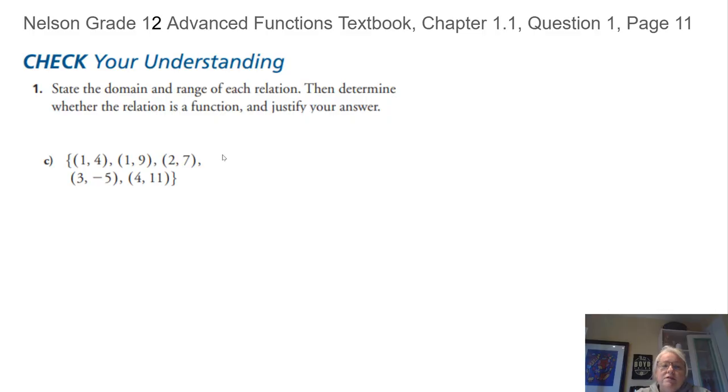Question 1c gives you a list of coordinates. So you have to look at this a little closer. Now, of course, you could get a piece of graph paper out and draw these coordinates out, but since that does take a little bit of time, we're going to try and think about this mentally.